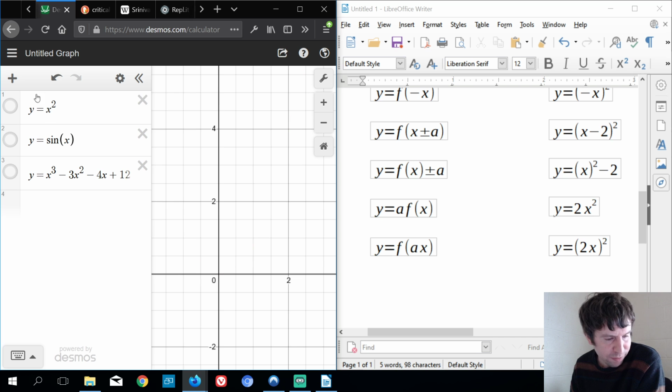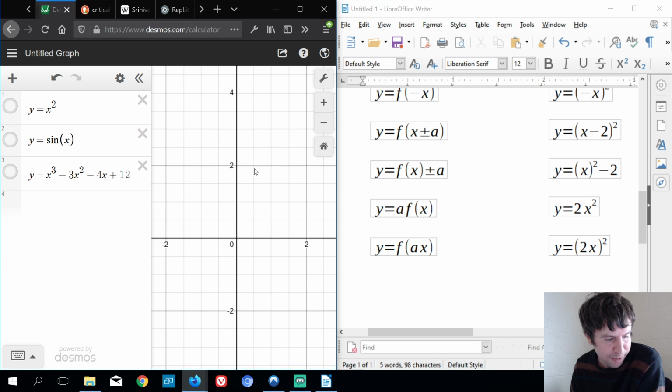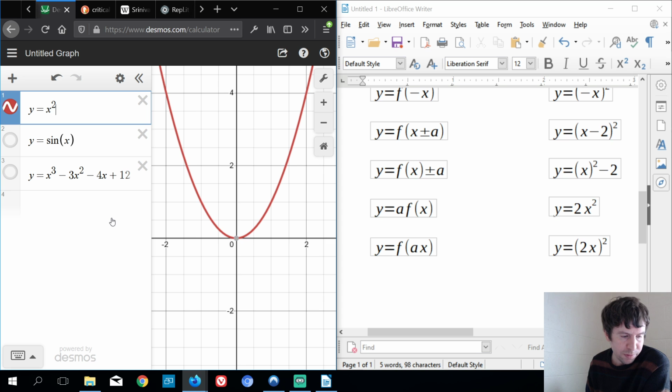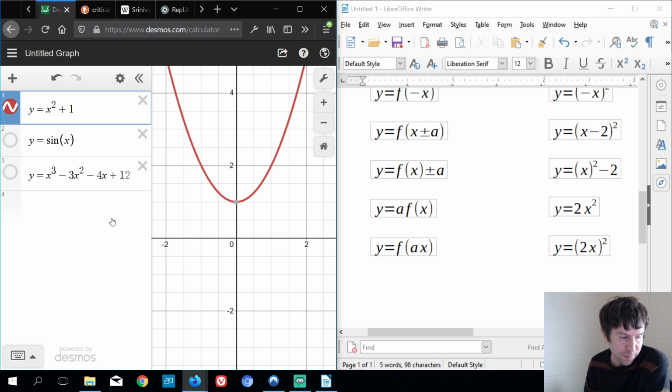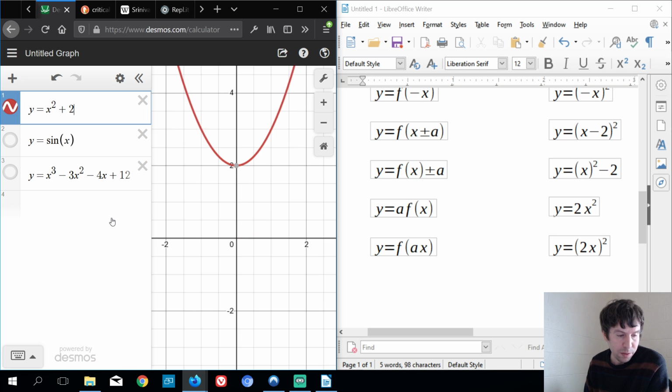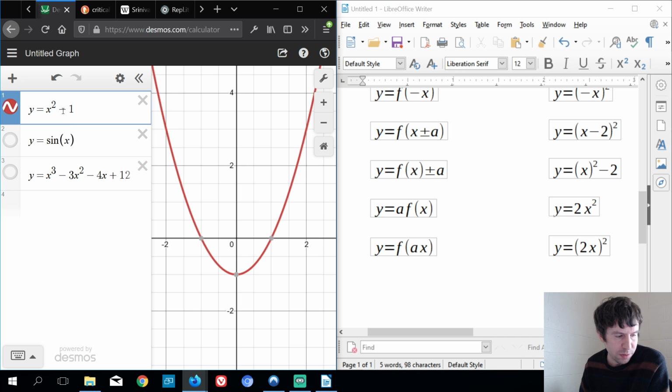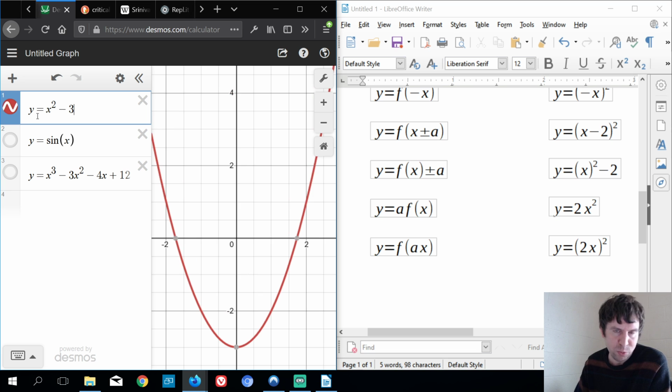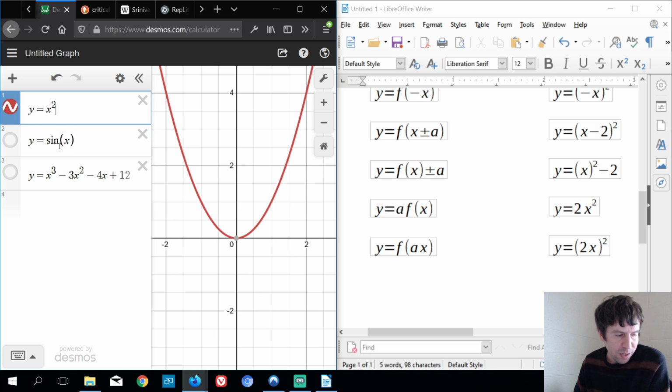And so I've got different functions here. I'll turn some of them on. So here is y equals x squared. Again, if I put it outside of this function, I can make it go up more, depending on what I add. I can make it go down more, depending on what I subtract. Whereas if I put it in with the function, I got to make little parentheses for that.